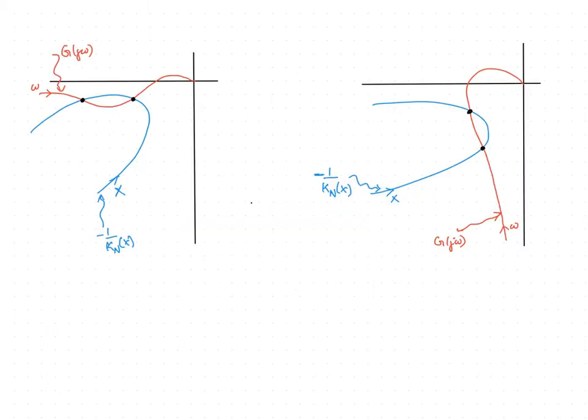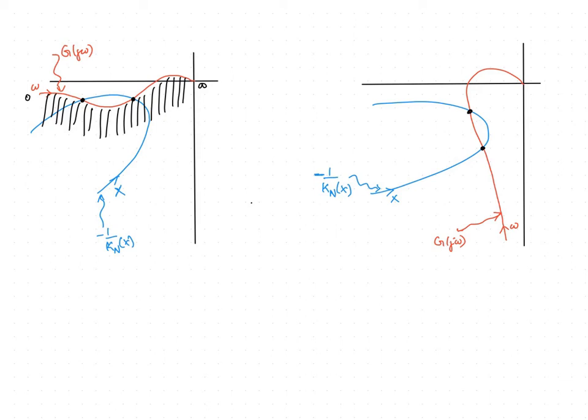Here, two more examples are shown. We have two limit cycles in each case. Let us consider the first one. As far as the G of j omega plot is considered here, the right side of the plot of G of j omega as omega varies from 0 to infinity is an unstable region.